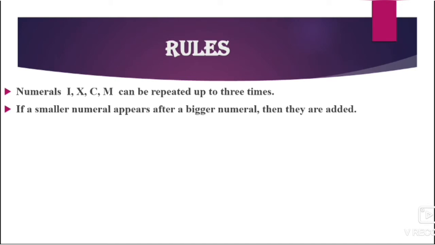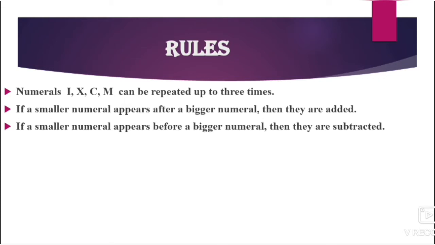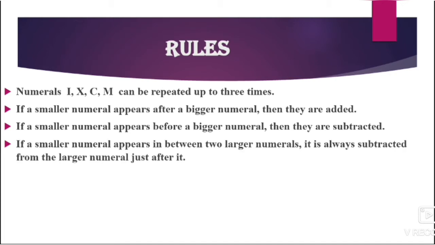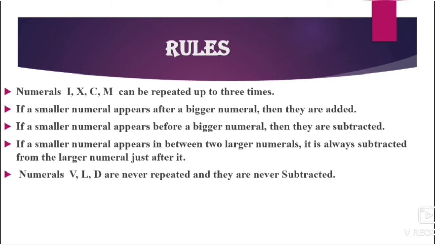If a smaller numeral appears after a bigger numeral, then they are added. If a smaller numeral appears before a bigger numeral, then they are subtracted. If a smaller numeral appears in between two larger numerals, it is always subtracted from the larger numeral just after it. Numerals V, L, D are never repeated and they are never subtracted.